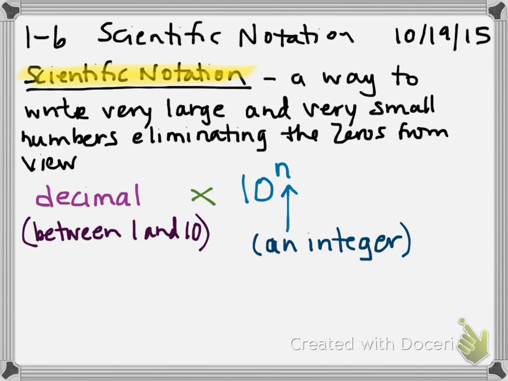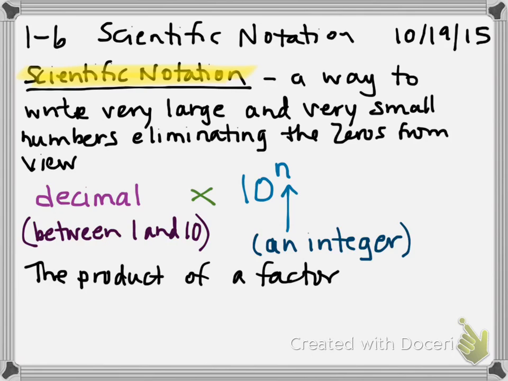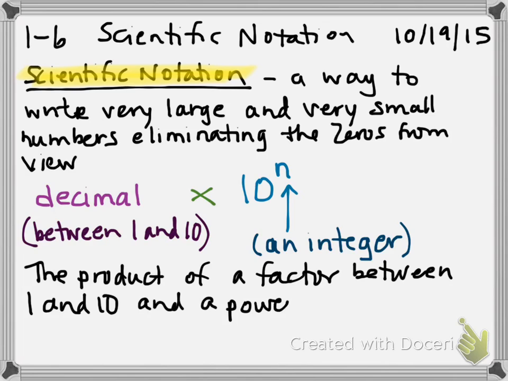So it is the product, in words, the product of a factor between 1 and 10 and a power of 10. Now that power, again, that's the one that can either be positive or it can be negative.